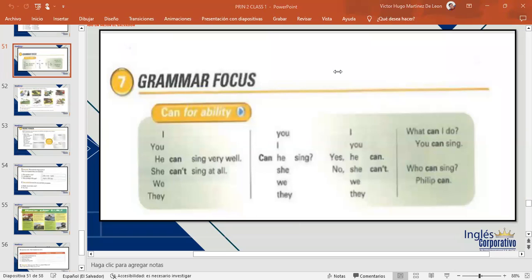No, quiero explicar en español. ¿Qué quiere que le hagamos unas oraciones usando el can? Una y una. Una con can y otra con can't. All right. Okay, let's do it. Come on.